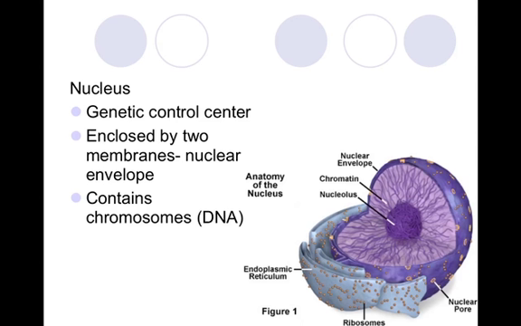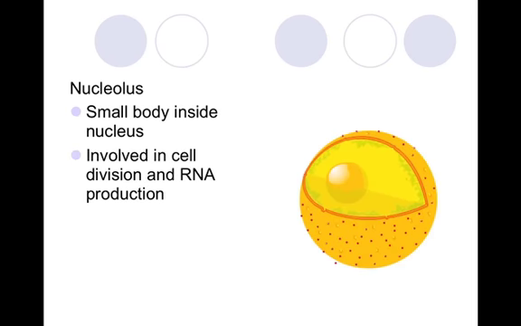The nucleus is the genetic control center of the cell. It is enclosed by two membranes, a nuclear envelope, and it contains your chromosomes or your DNA. The nucleolus, which is inside the nucleus, is involved in cell division and RNA production.